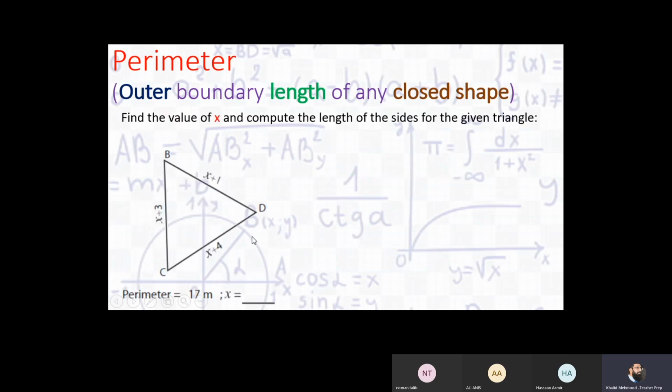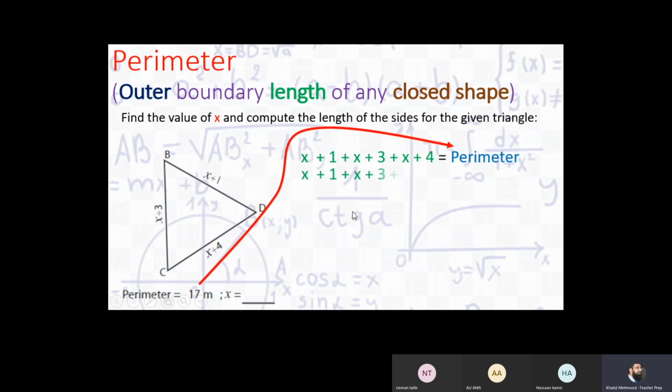Similarly, this one is an example about the perimeter, and the side lengths are given. So we'll add all the sides. We'll add x plus 1 plus x plus 3 plus x plus 4, which is the perimeter. But the perimeter length is given, which is 17 centimeters. So in place of perimeter, we'll write 17. So x plus 1 plus x plus 3 plus x plus 4 is 17.